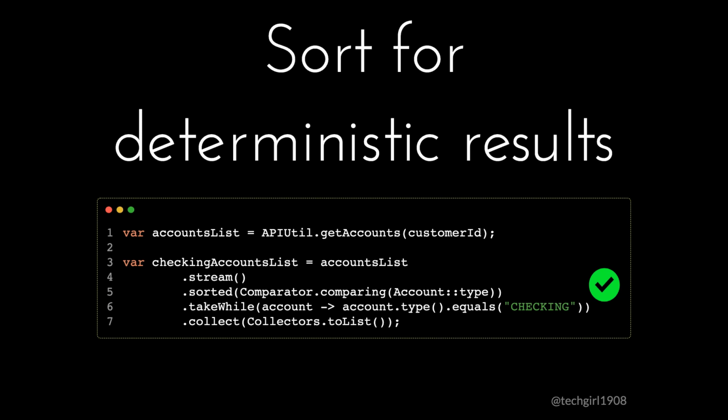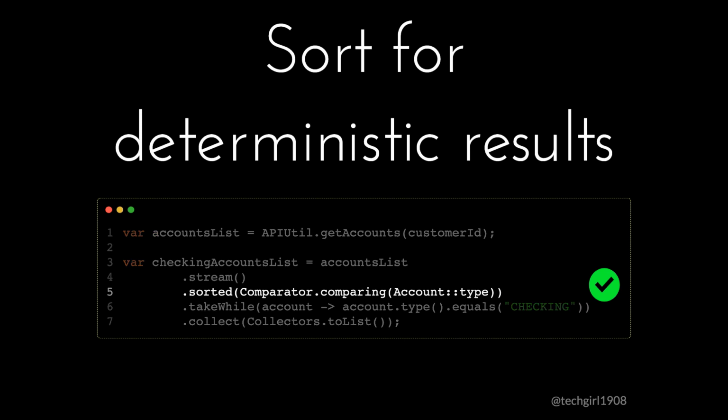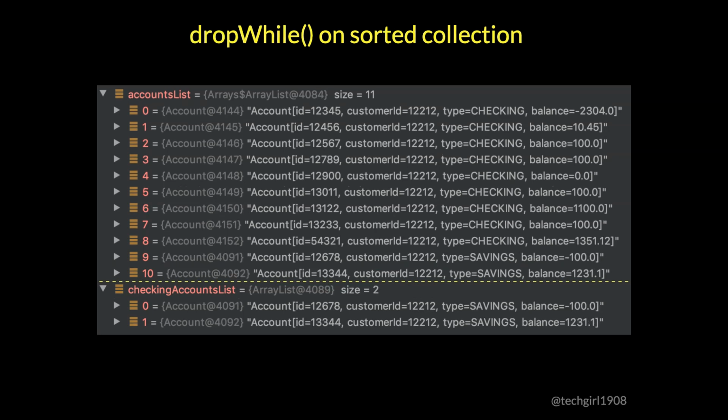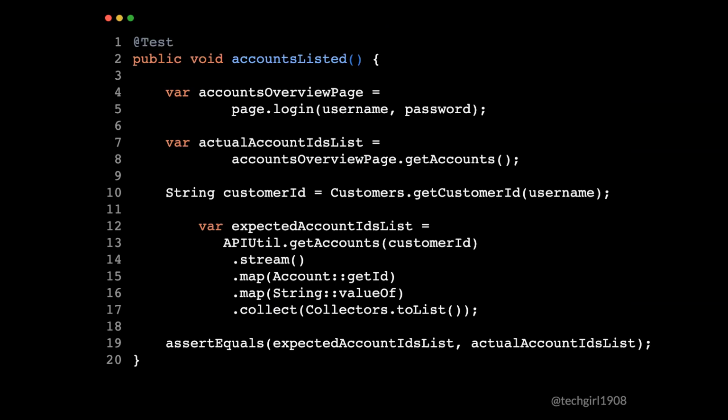So you might be thinking, why on earth would I want to use takeWhile or dropWhile? Well, the examples I showed you were a bit of a brain tease because the lists weren't sorted, so the results were indeterministic. However, if you sort the collection first, as we're doing here, it makes a lot more sense. And notice I'm using this comparator to specify which property I want this object sorted by. Given the sorted list, we see it collects all of the checking accounts, and this actually makes more sense. Likewise for dropWhile.